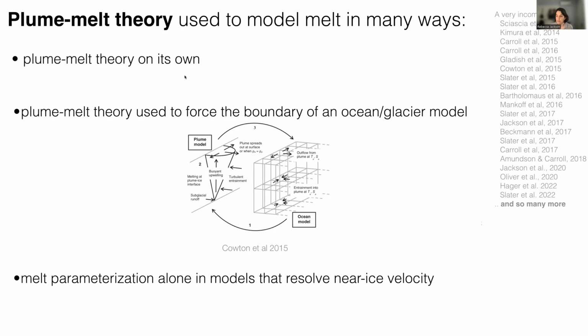Sometimes just the melt parameterization is used on its own in models that are high enough resolution that they can actually resolve the near ice velocity. But I'm going to lump these together because those models are also modeling very idealized plumes that are effectively well represented by buoyant plume theory for the most part. And I'm, of course, skimming over a lot of details here.